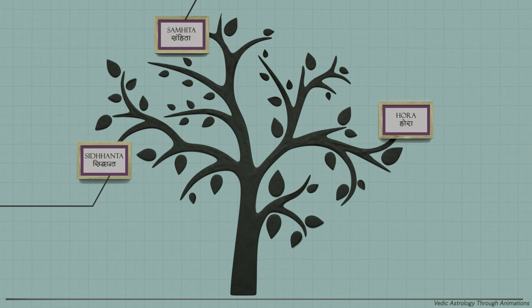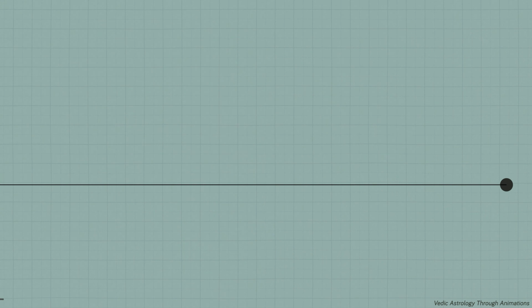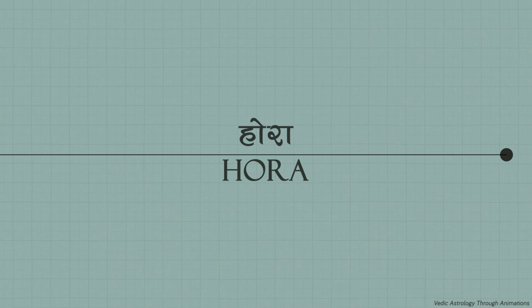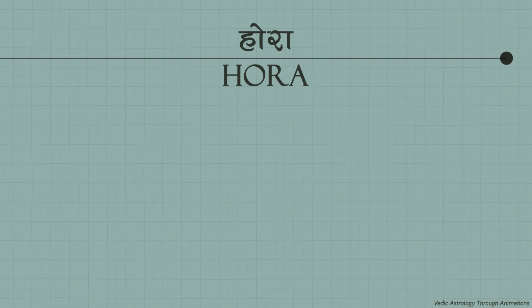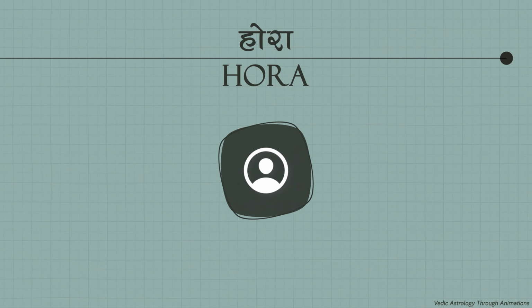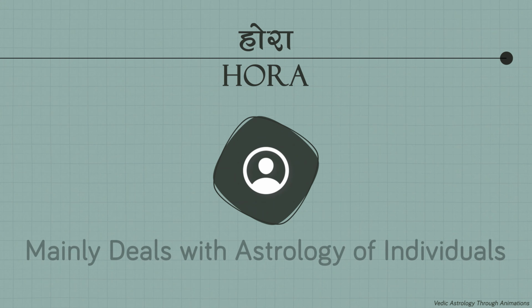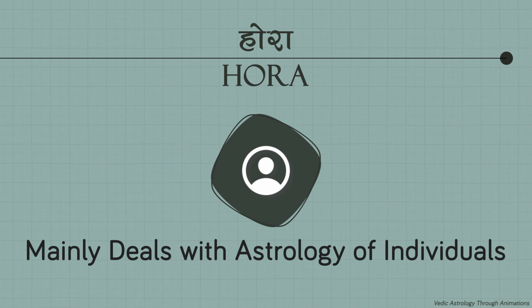Now, let's move on to the third skanda of Vedic astrology, the Hora Skanda. It is the most popular branch of astrology because it mainly deals with predictions about individuals. Among many other things, it mainly deals with the analysis of the birth chart of an individual person.